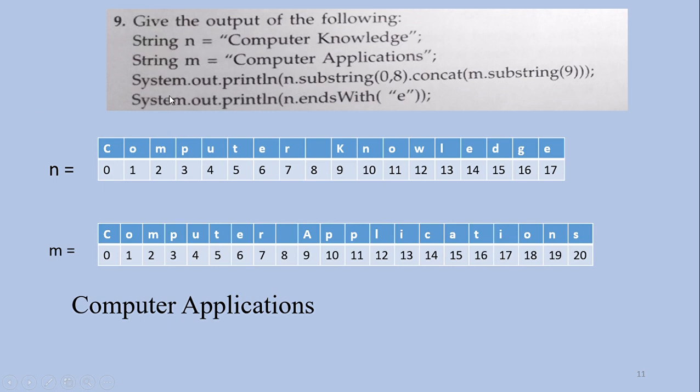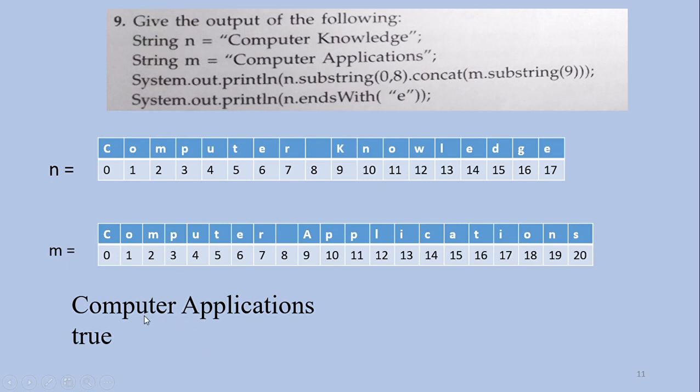Then next you will have System.out.println(n.endsWith("E")). What is my n? My n is this. Is it ending with E? Yes. So what will be my output? Your output will be true. Clear? So this question, 9th question, here by mistake I have given a space here.